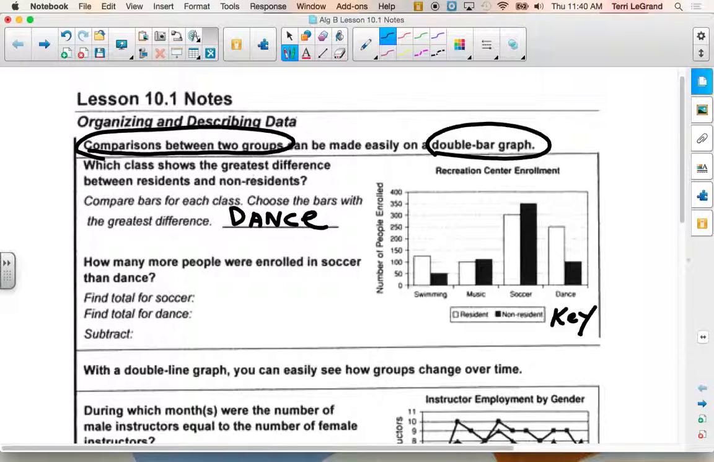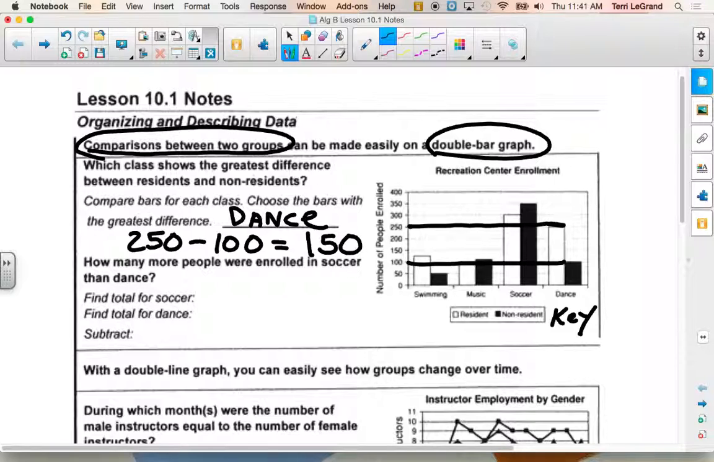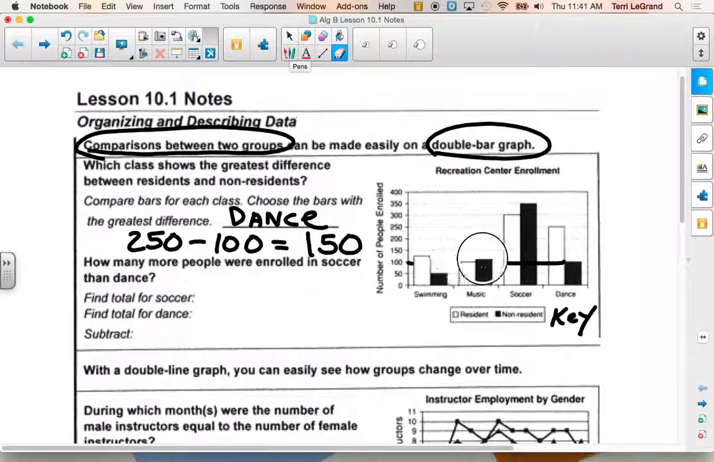So let's figure out how many. What was that difference? How many residents were enrolled in dance? 250. When we follow this over, we see it's at the 250 mark. And then how many non-residents were enrolled in the dance class? We follow that over and we see it is 100. So 250 take away 100 is 150. We want to make sure we have the one with the greatest difference. Do you think any of the others have a bigger difference than that?